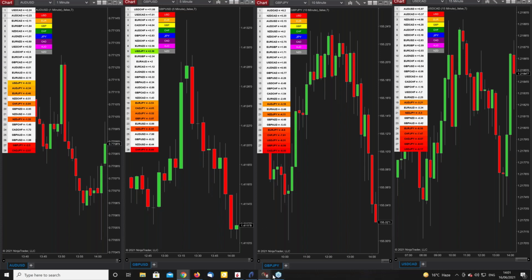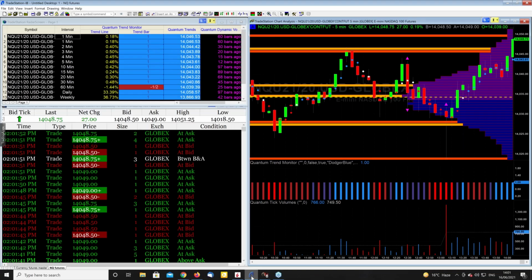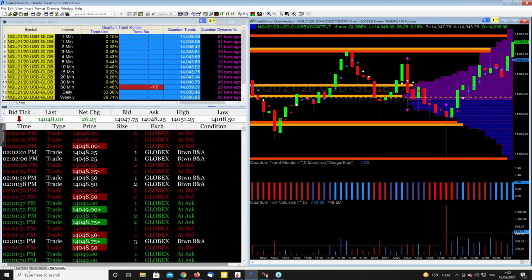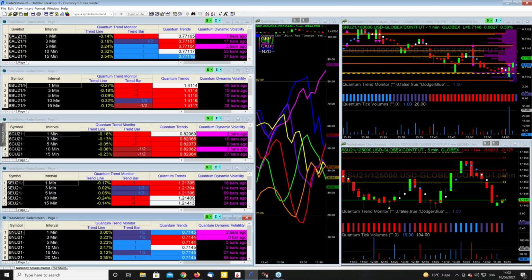If I just go over to, in a similar vein, if I just pull up TradeStation, that's the NQ, which is just kicking up at the moment. But this is the currency futures workspace. And this is really just giving you a straight view of the dollar, because what we're looking at here are the currency futures.